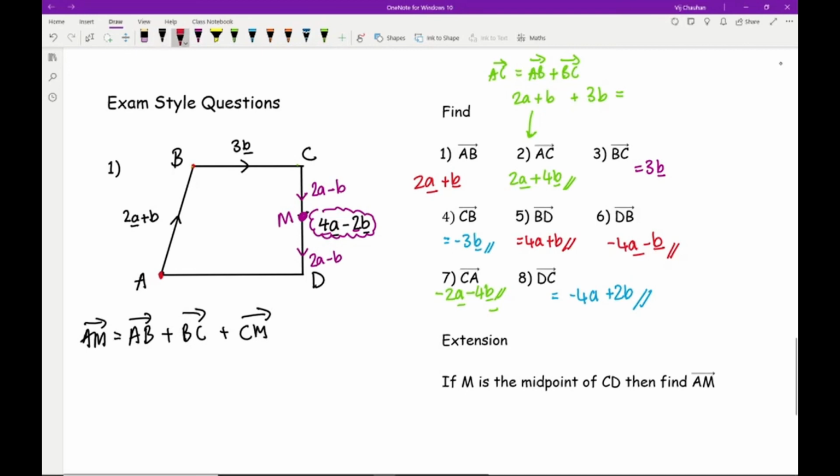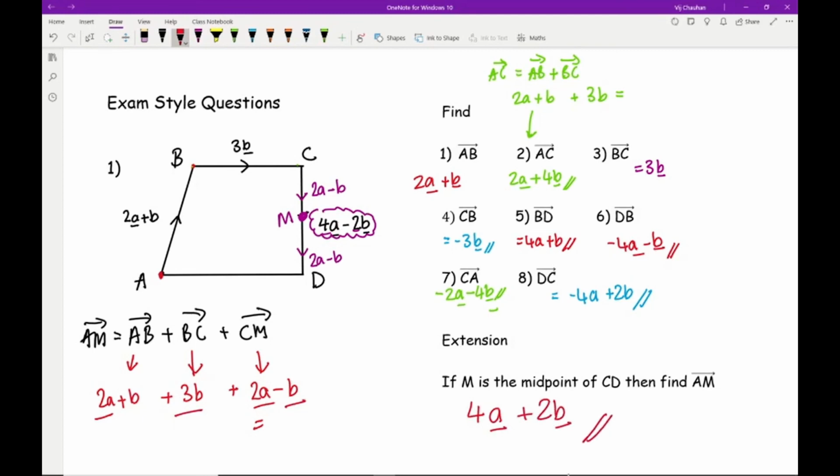Now A to B is 2A plus B, B to C is 3B, and C to M is going to be 2A minus B. And again, if I use my like terms to work this out, 2A plus 2A is 4A, and I've got 3B take away 1B gives me a positive 2B, and there is my final answer. So as you can see, it does get a little bit more difficult.